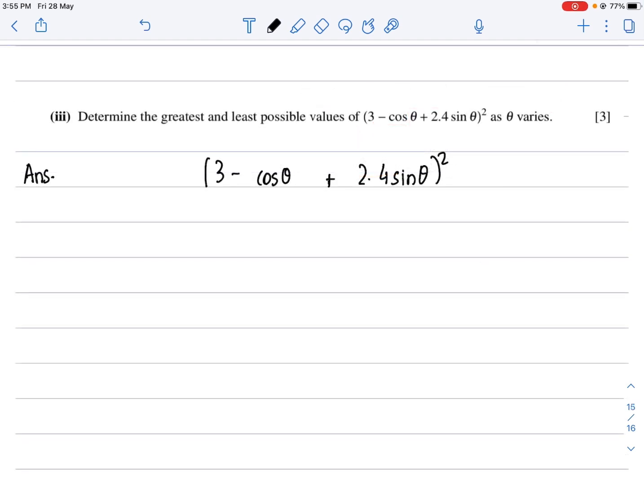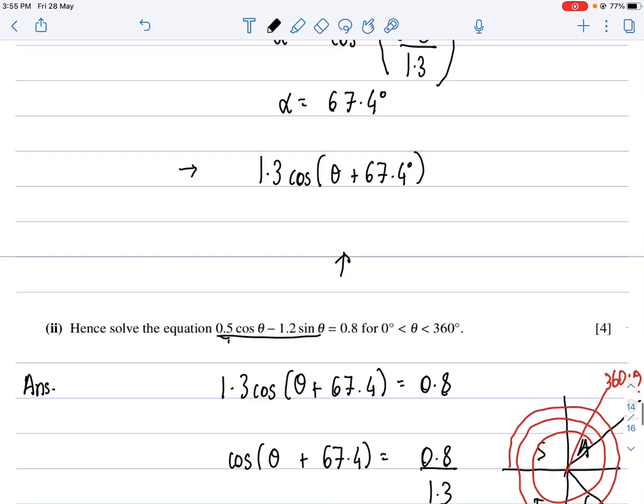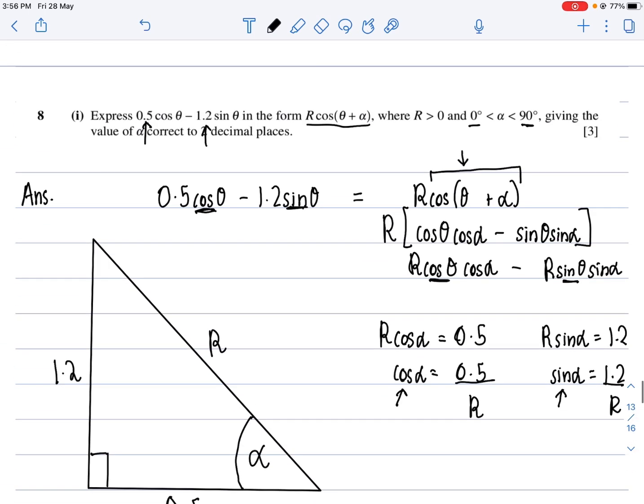Yes, so this is the third part of the question. Here we need the greatest and the least possible value when theta varies. This is a really important keyword in the question. Now you can't make sense of how it is linked to parts 1 and 2. But if you notice properly, your equation in part 1 or 2 was simply 0.5 cos theta minus 1.2 sin theta, the one I've drawn the arrows on, and there was a minus in the middle.